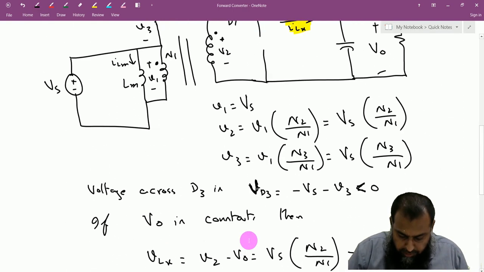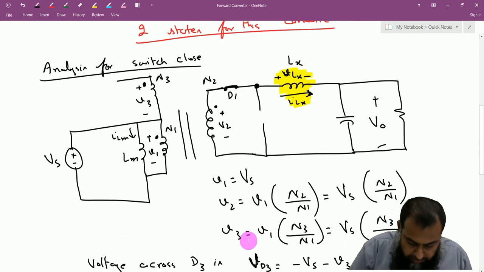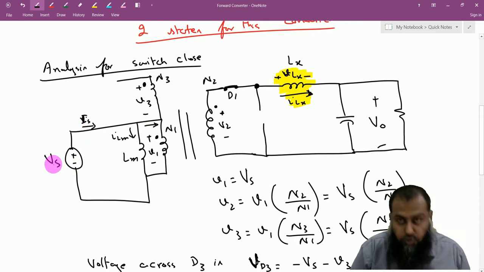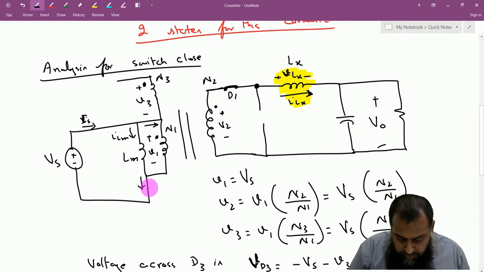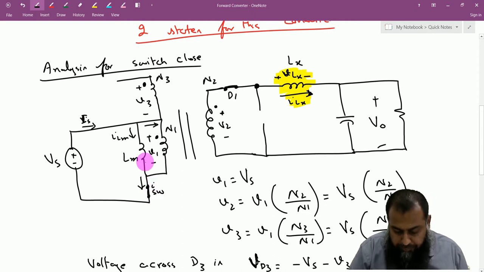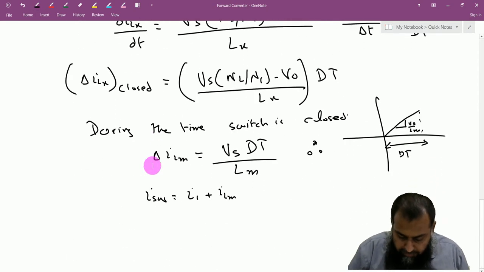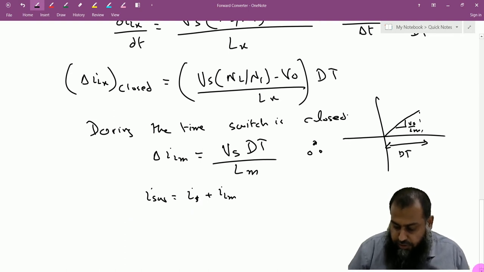ILm. So if you see here, when we turn on this particular switch, the current Is, which is coming from this voltage source Vs, actually divides between the magnetizing branch and the primary winding, and it combines here where the switch is particularly connected. So this is the switch. So the total current I switch is equal to the current that flows through the magnetizing inductance branch and the current that flows through the primary winding N1. So we have I switch is equal to I1 plus ILm. Now let us have an analysis when the switch is closed.